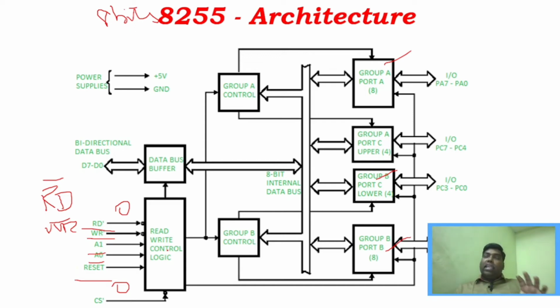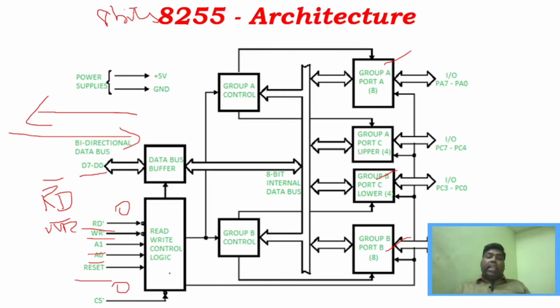And apart from this read write logic, we have the data bus buffer. What is the data bus buffer? We know that we have different groups here, so we have to send data. The data can be sent from the data bus to these particular ports through this data bus buffer. And this data bus buffer is bidirectional, that is, it is 8-bit and bidirectional. What does bidirectional mean? We can send data from 8255 to the microprocessor, and we can receive data from the microprocessor to 8255. That is why it is bidirectional.